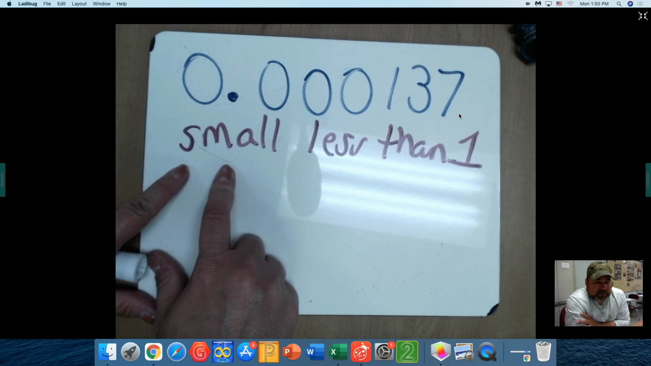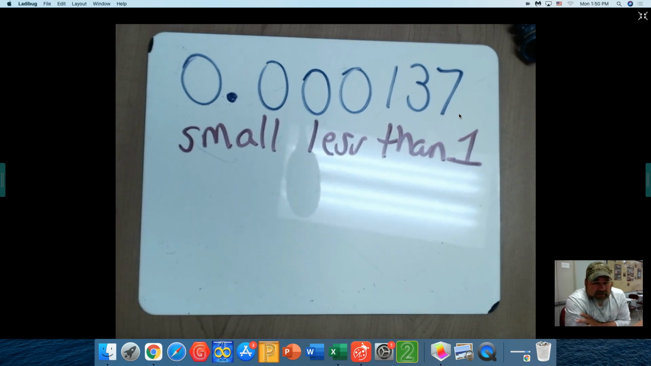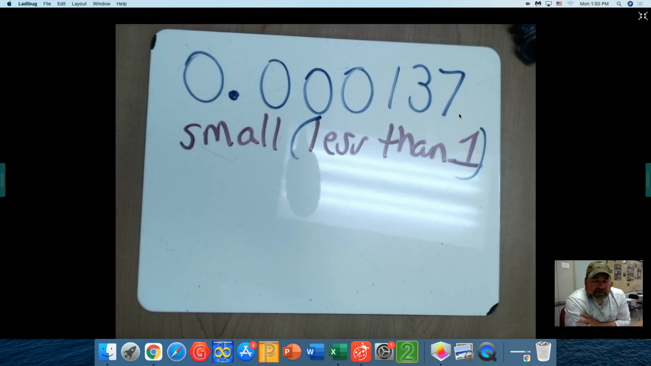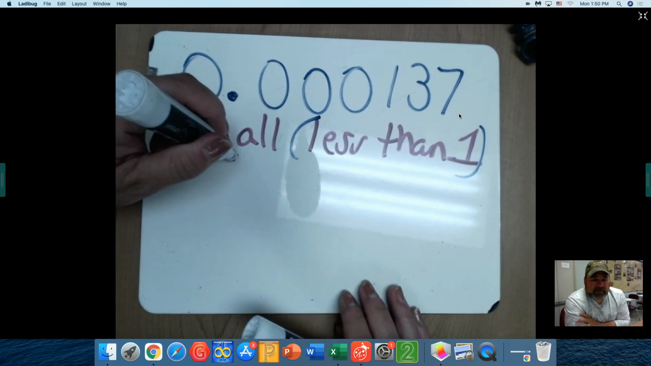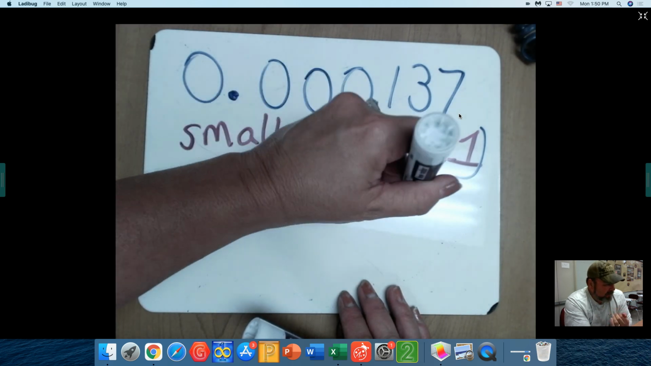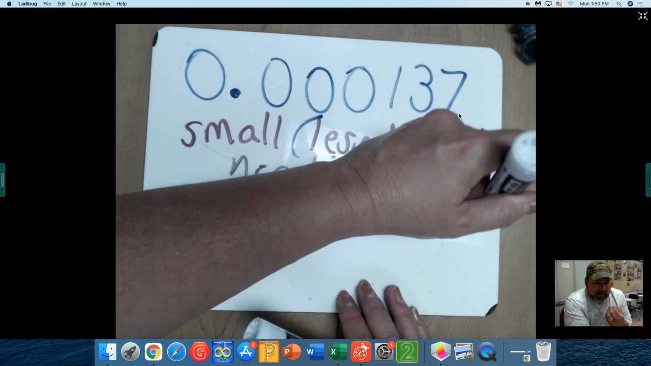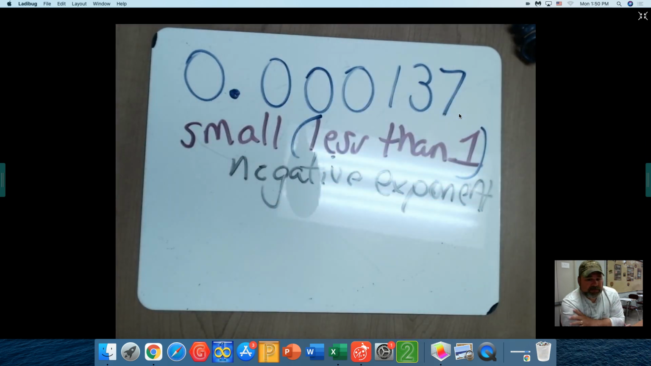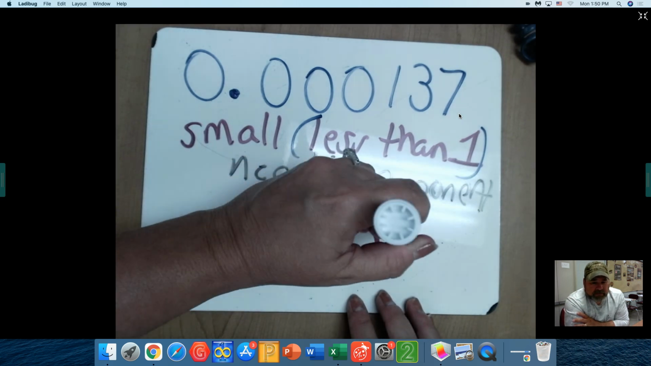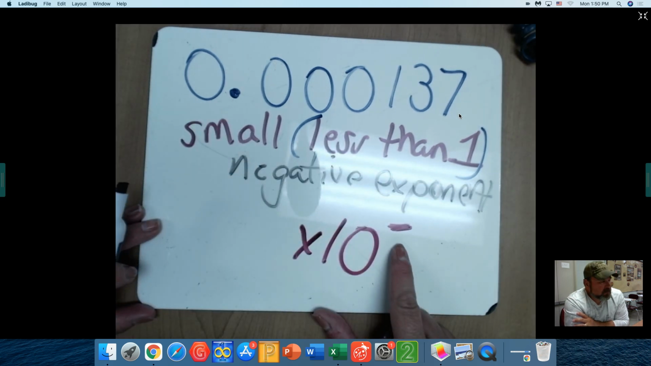So since this is small, which is basically the same thing in science as saying less than one, then I automatically know that I have to have a negative exponent. You know automatically this is going to be negative because when you multiply it back, you want the number to be small. So whenever I'm writing this down, I go ahead and put times 10 and I put a negative there because sometimes I forget.